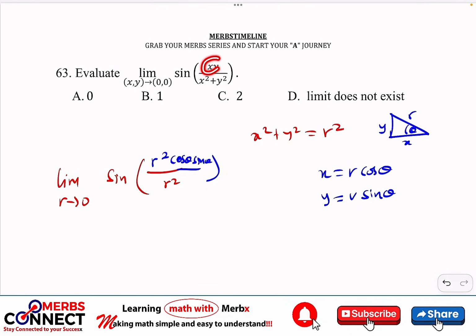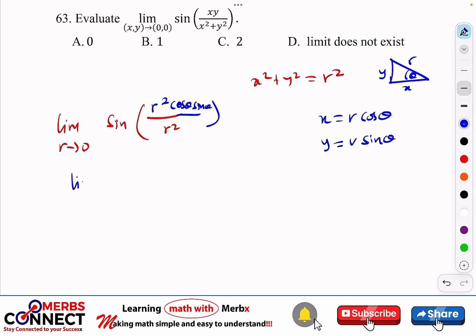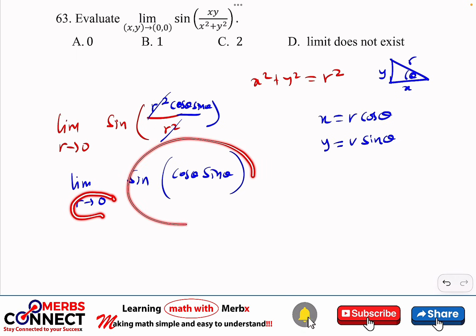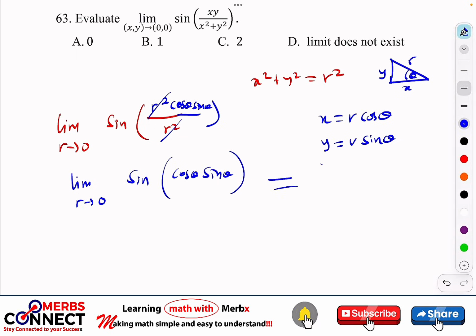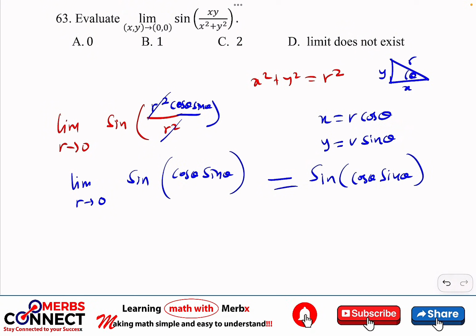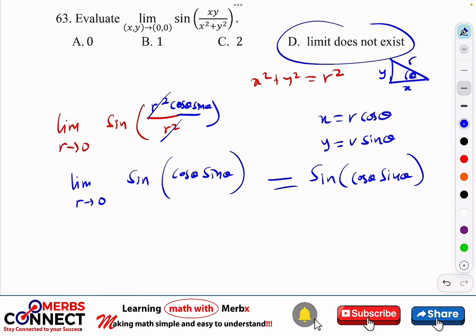So when I multiply x by y, r will cancel r, and I'm going to have the limit as r is approaching 0 of sine theta cos theta. The function has no r, so this is going to be sine theta cos theta. And since this depends on theta, the limit does not exist. Why? Because if theta changes, the solution here is going to change, right? So we are going to say that this does not exist.